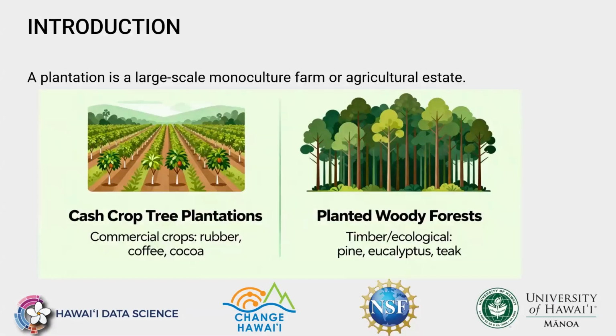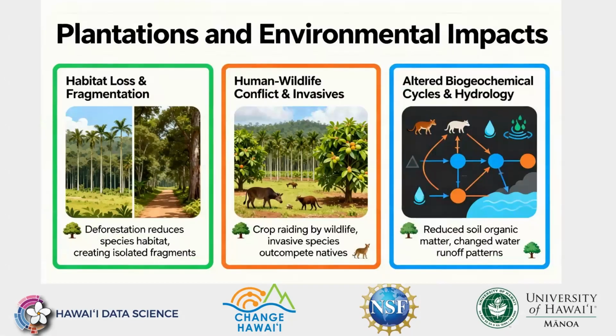So what is plantation? Plantation is a large scale monoculture farm. It could be tree crop or it could be planted forest like timber. It has significant environmental impact like habitat loss because it's carved out from forest. It creates fragmentation. It could lead to human wildlife conflict and also provide a space for invasive species. And it also alters the regional biogeochemical cycle and hydrology.